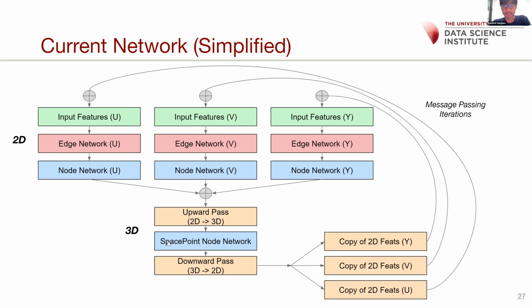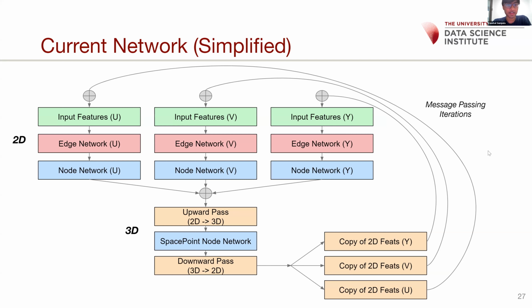After we predict on the 3D space point level, we have our downward pass, where we go from the 3D space point level and copy that prediction to each of the U, V, and Y planes. Then, as I explained before, we incorporate this within our message passing iterations, and this loop continues.